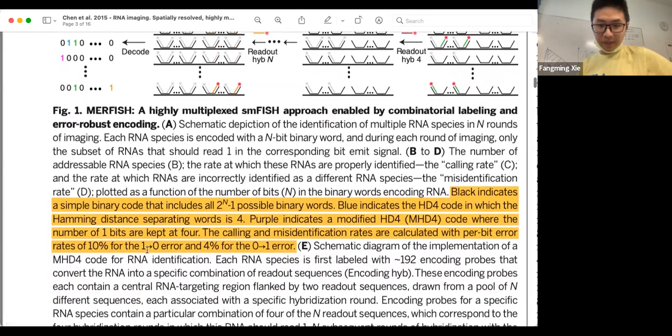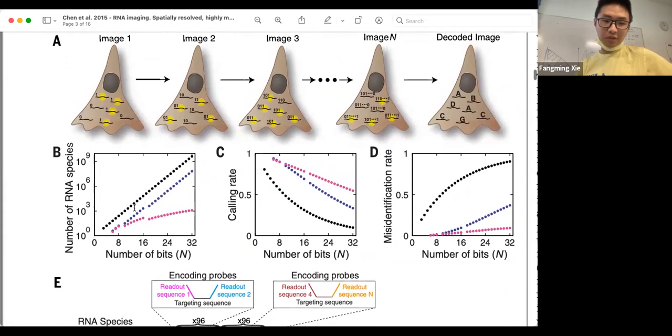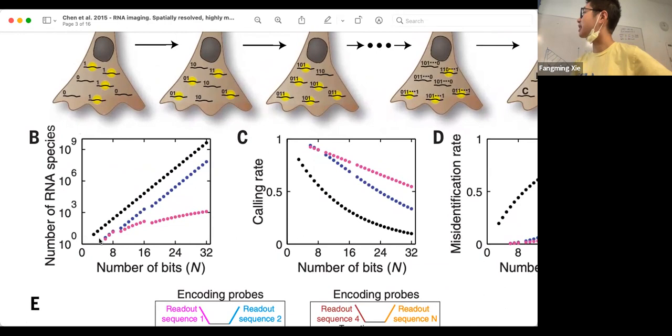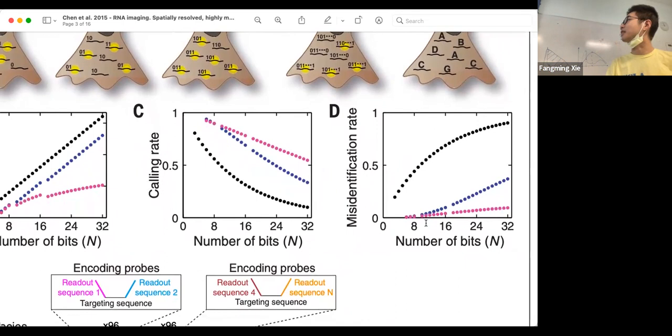So they assume each round has a certain small possibility of error. So first of all, in B, they show how many RNA species it can capture with number of bits. So the naive solution is this blue one. You can pretty much capture all of the genes with only 30 or so bits. But at the same time, the calling rate or the success rate of capturing mRNA goes down rapidly because of a small error accumulated in each round. So that's showing this blue curve decreasing rapidly. So from 0 to 1, the possibility of success decreases by a lot over rounds. And misidentification rate, would you misidentify one gene with another because one bit is messed up? Yeah, it will, and it will increase dramatically as you have more and more rounds.